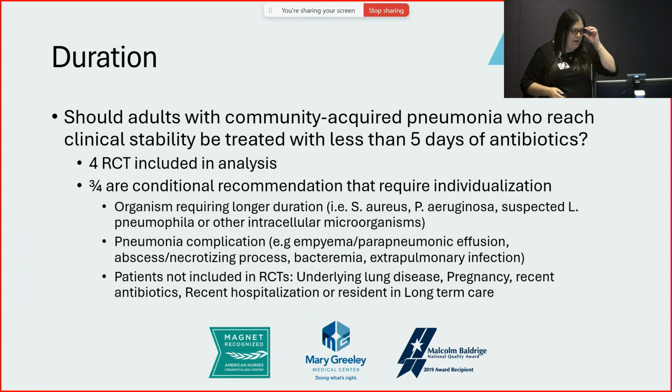The next topic in the community-acquired pneumonia guidelines is duration. We're always wondering, how long do you need to treat? How early can you stop? It's still not super clear. You have to consider, as the clinician, the organisms that might require longer duration, like Staph aureus, Pseudomonas, Legionella, complications of the pneumonia, things like that. And as a note, who wasn't included in this duration concept, so I'll move on and see what they said about the durations.